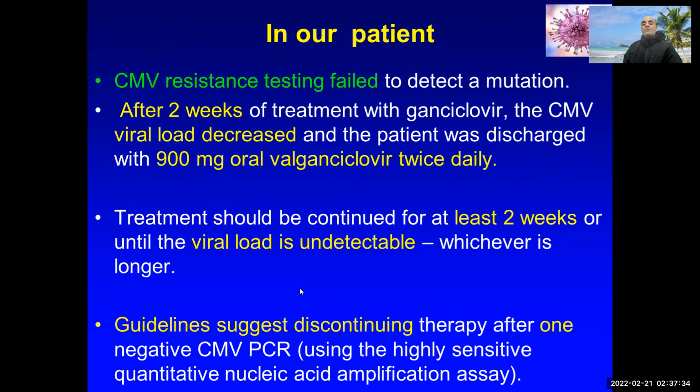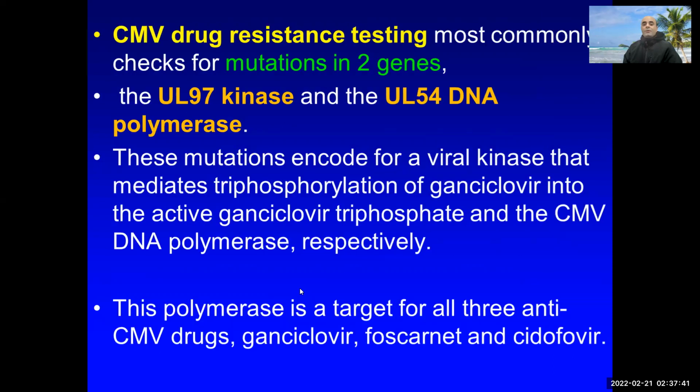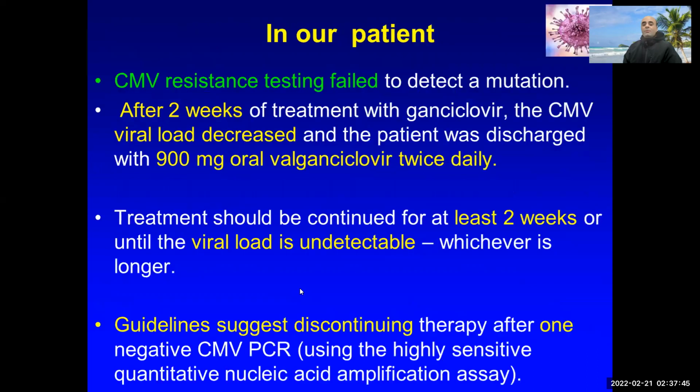In our patient, CMV resistance testing failed to detect a mutation. We already tested for mutations in these two genes, UL97 kinase and UL54 DNA polymerase, and they were negative in our patient.